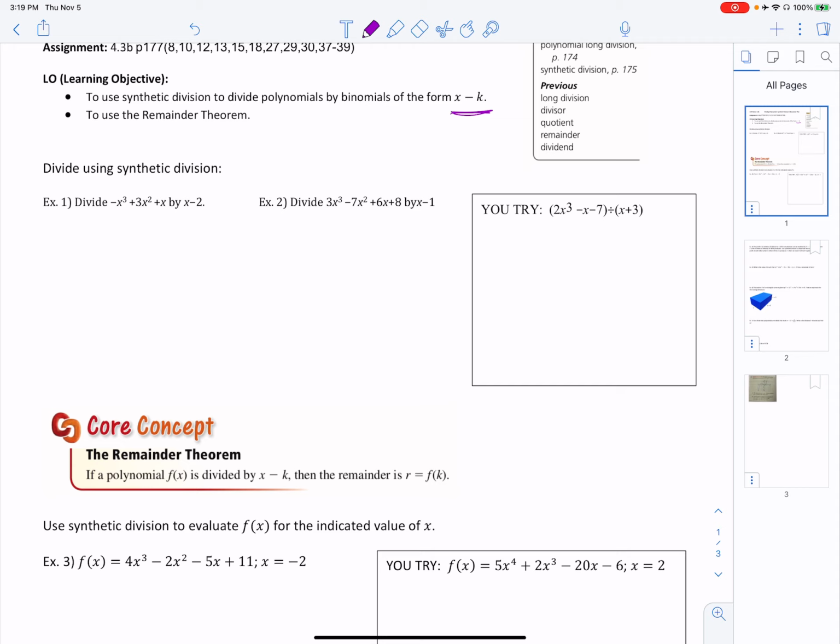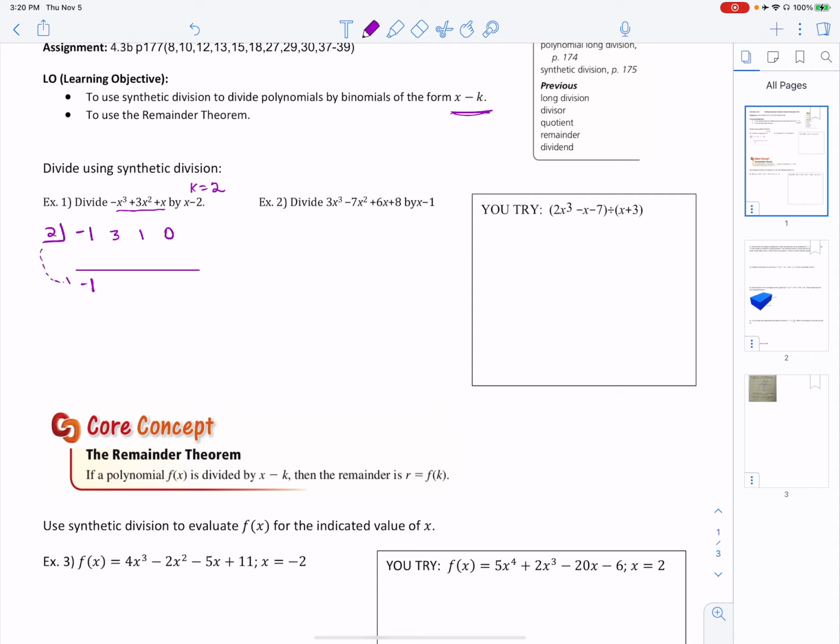What we do is k in this instance is 2, so we're going to write that over here, and then we're going to put the coefficients of that polynomial and list them right here. So we have a -1, a 3, a 1, and you have to have every descending power in the list, and since there's no constant, the constant is 0, we need a 0 there for the constant. Then we draw a line, and we bring down that first coefficient of -1.